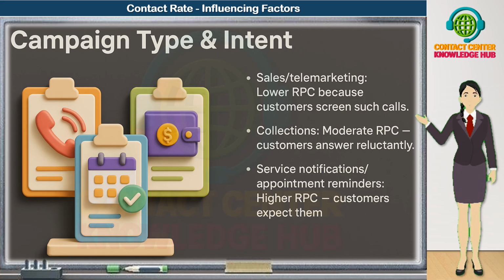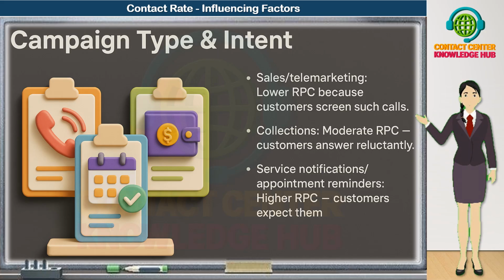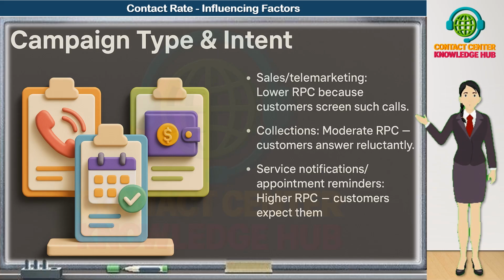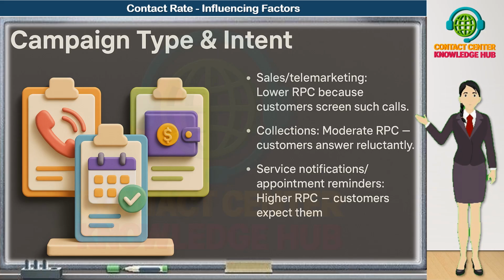Different types of campaigns generate very different customer responses because the intent behind the call shapes how people react when they see your number. For instance, sales or telemarketing campaigns see a lower right-party contact rate, as customers tend to screen or ignore calls they perceive as promotional. Collections campaigns generally achieve a moderate contact rate. Customers may answer, but often reluctantly, depending on their payment situation or prior experience.